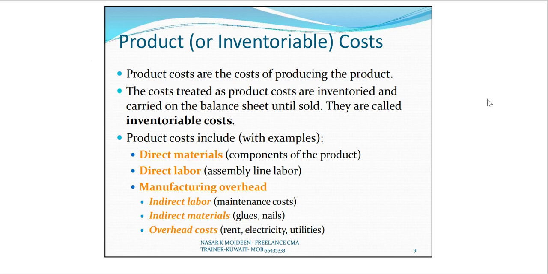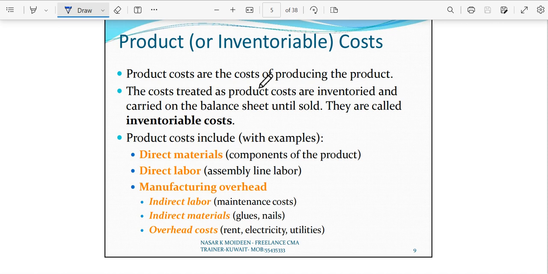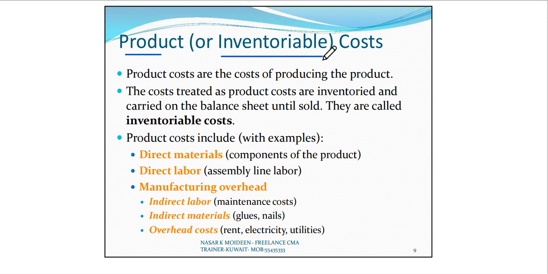In this video we are going to discuss different types of cost again. The first cost we are going to discuss is product cost. You can see here product or inventoriable cost. So what does this mean? This is what we are going to see in this presentation.